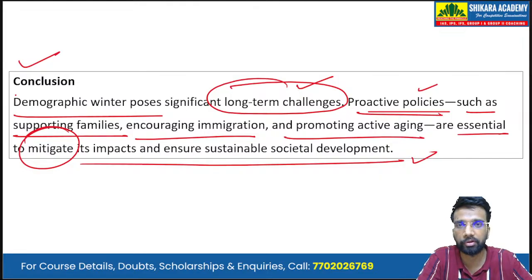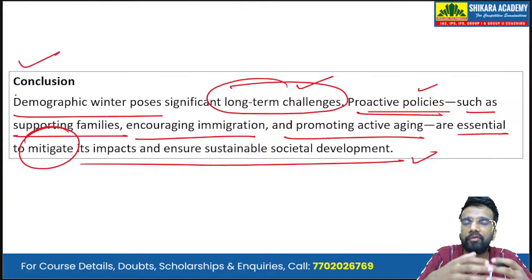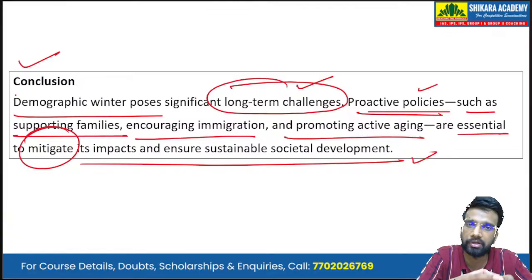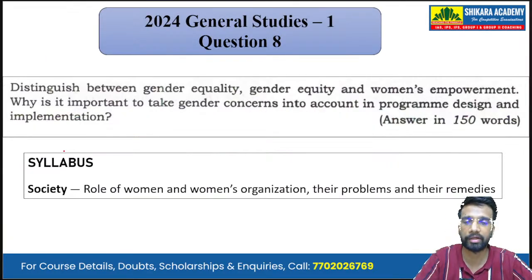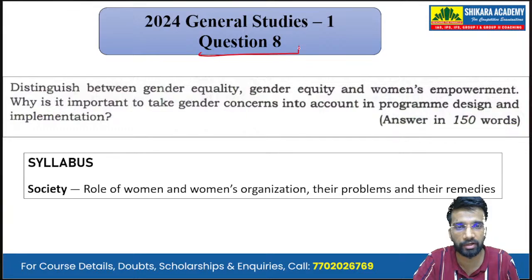In the previous question, also, in conclusion, we have talked about the mitigation measures. And in this also, the demographic winter, because these are concerning situations. A cloudburst is a concerning situation. A demographic winter is a concerning situation. So in such questions, in the conclusion of the answer, we have to give the mitigation steps. Moving on to the next question, that is question 8 of 2024 GS paper 1.